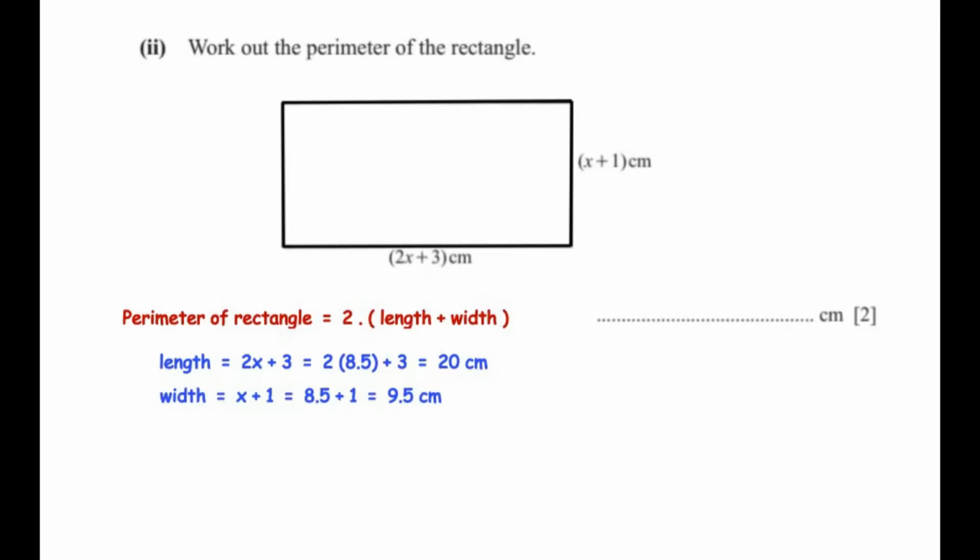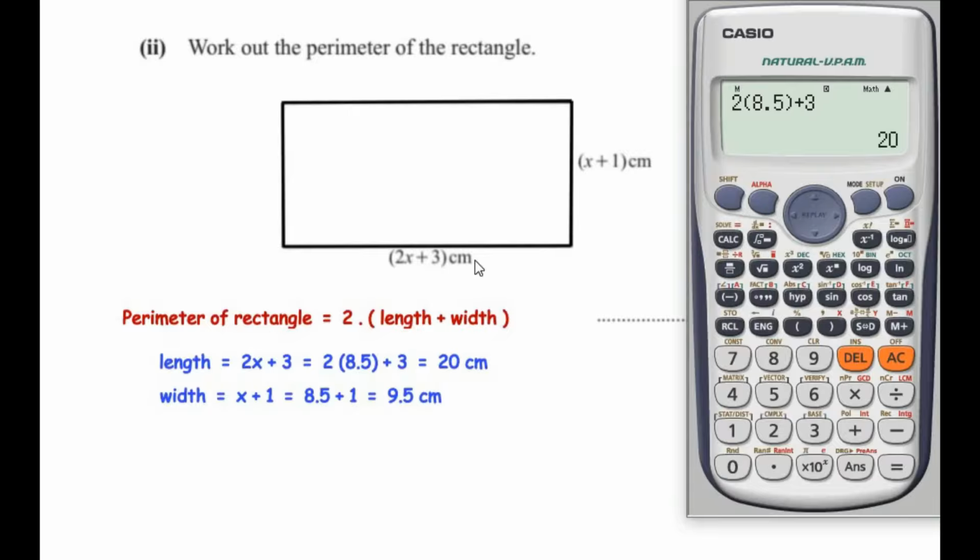So here in place of x we are going to plug in the value 8.5. So 2 times 8.5 plus 3 will give us 20. I have already written it over here, so let us check once again. So this is going to give us 20. So for this rectangle, the length is going to be 20. In a similar way, we are going to find out the value of the width. The width was given as x + 1, so 8.5 + 1 will give us 9.5.